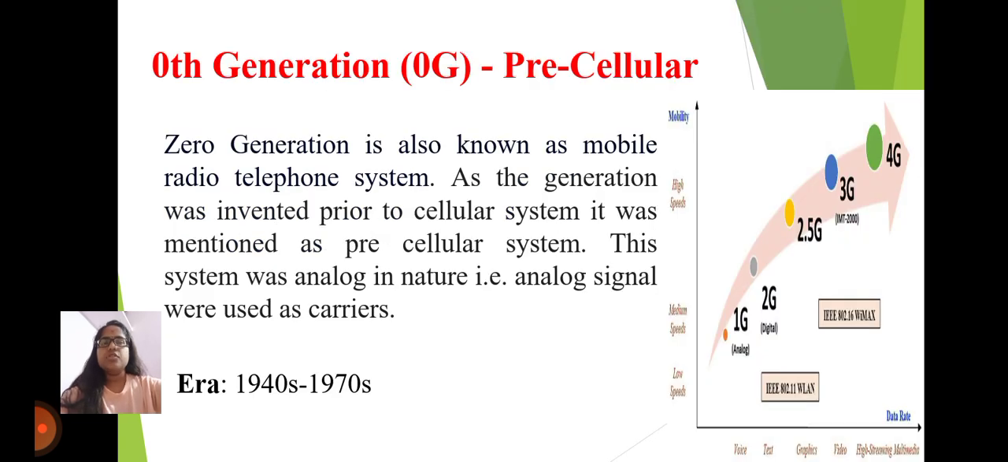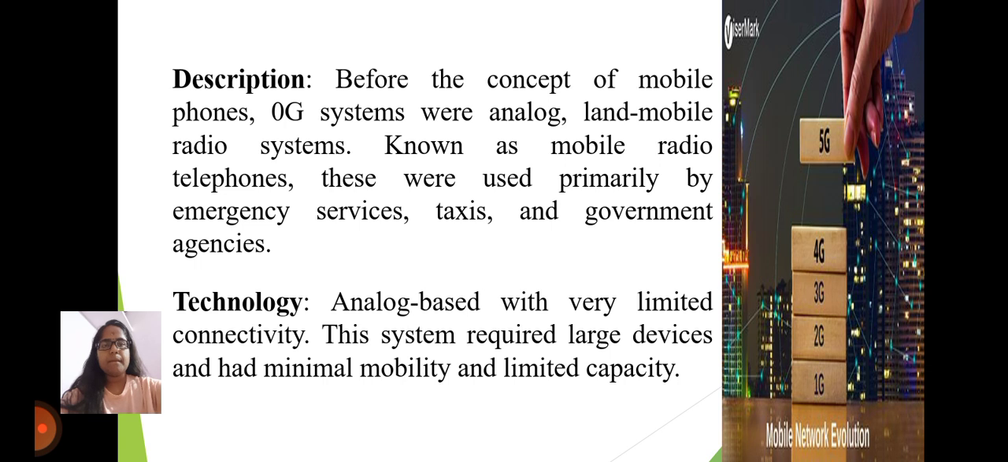The first generation is 0th generation, which is pre-cellular. Zeroth generation is also known as mobile radio telephone system. As the generation was invented prior to the cellular system, it was called a pre-cellular system. This system was analog in nature, that is, analog signals were used as carriers. Era is 1940s to 1970s.